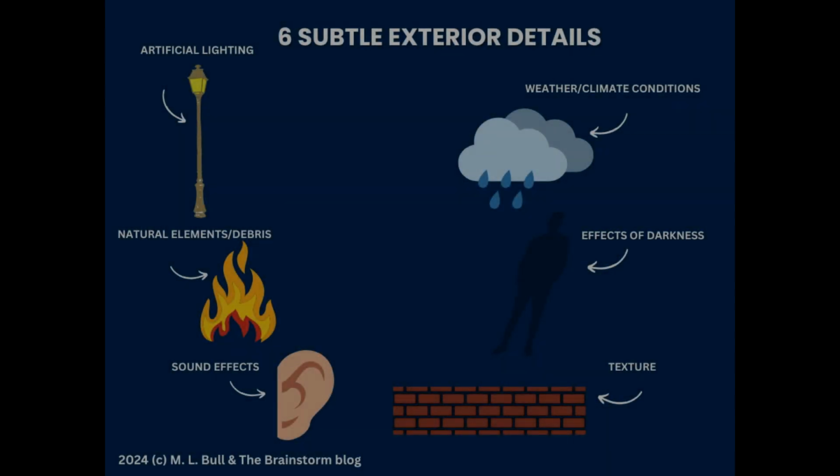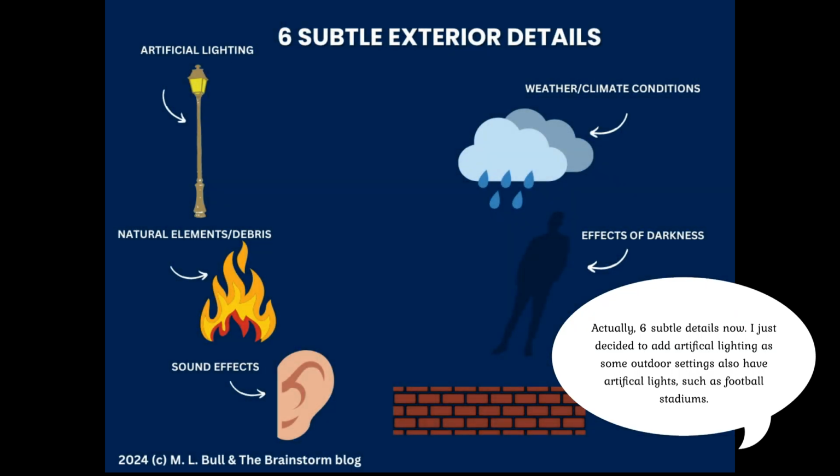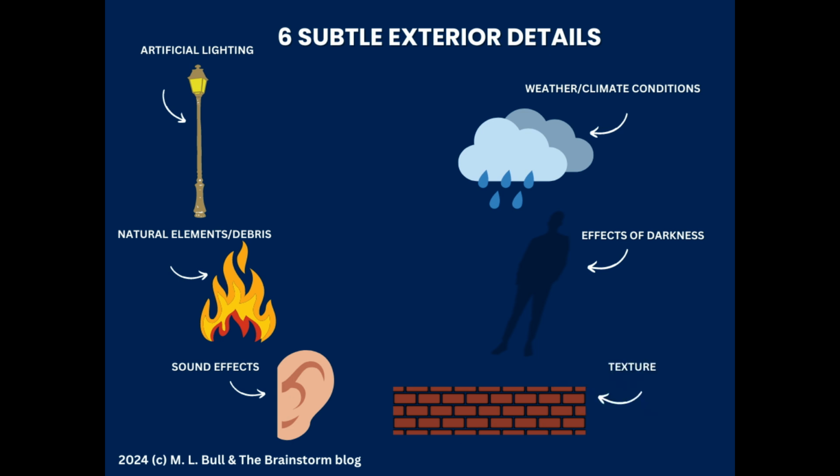I also have a diagram here for exterior settings, 5 subtle details, which just includes all of the previous ones mentioned in the interior details diagram, as well as weather and climate conditions.